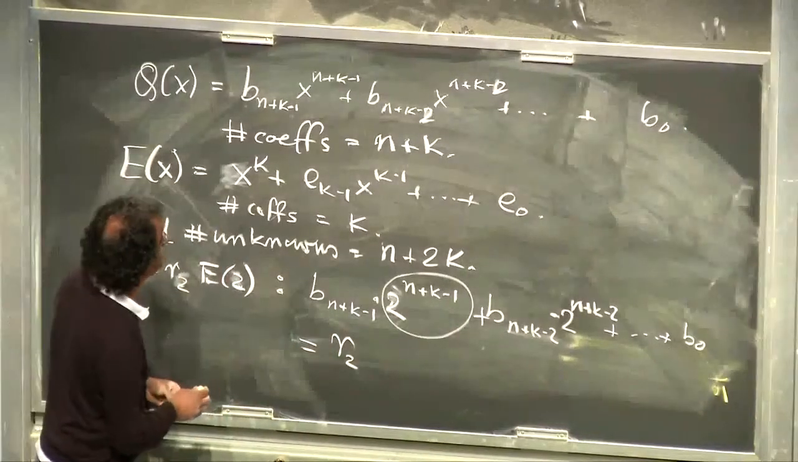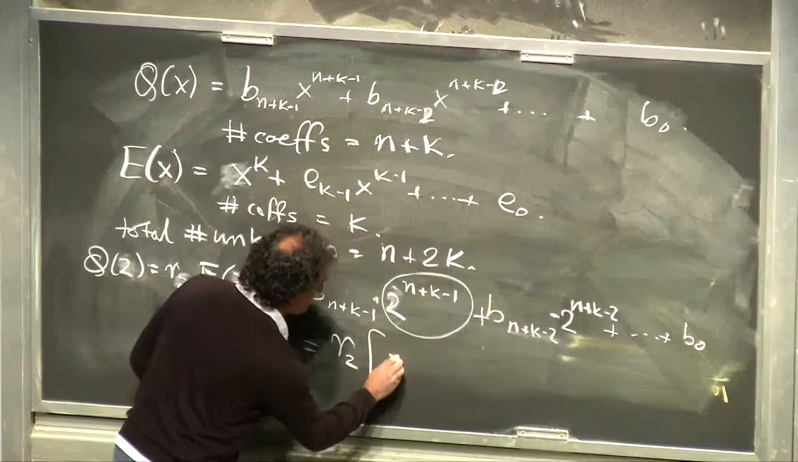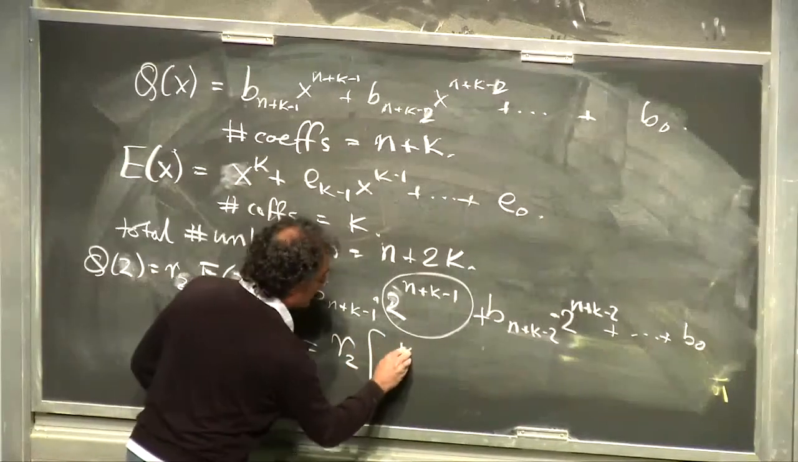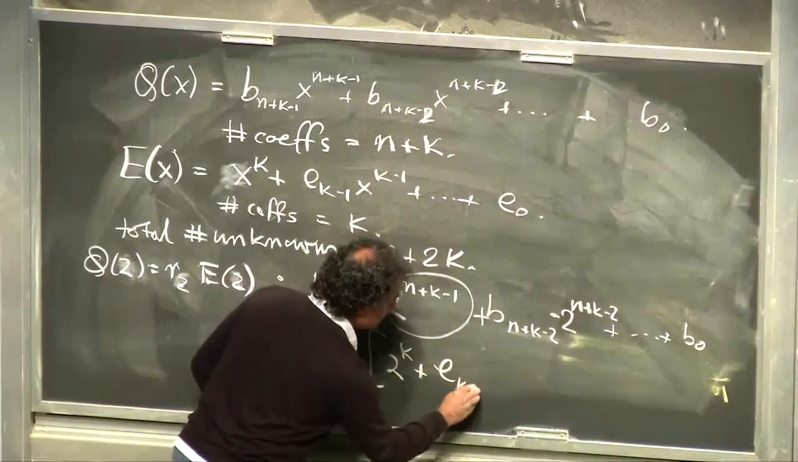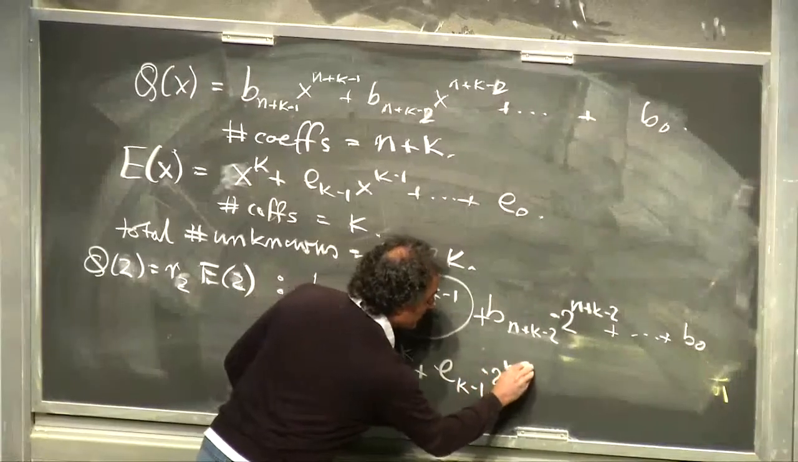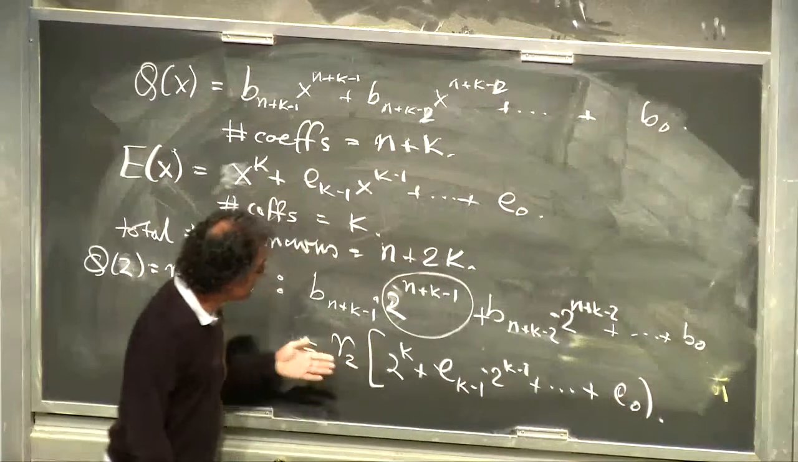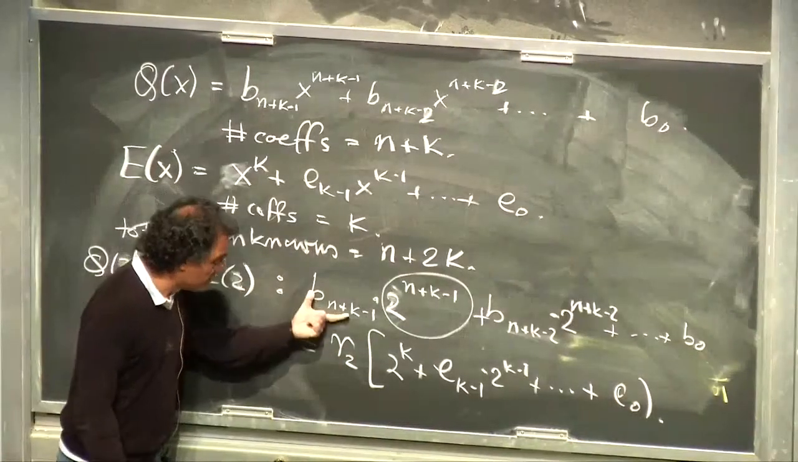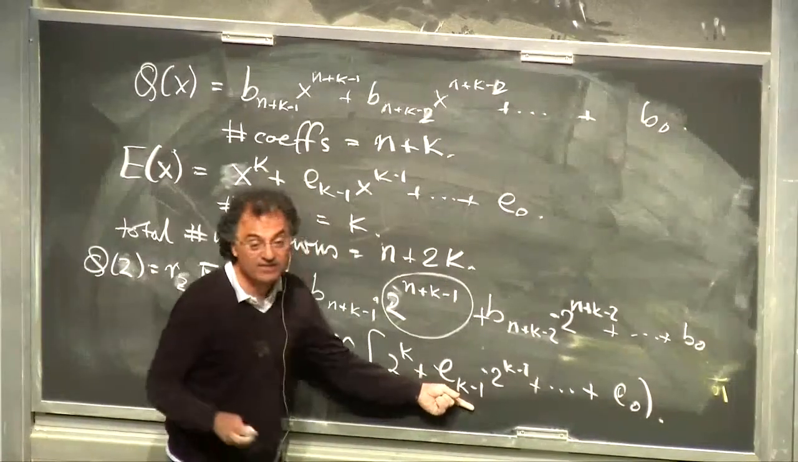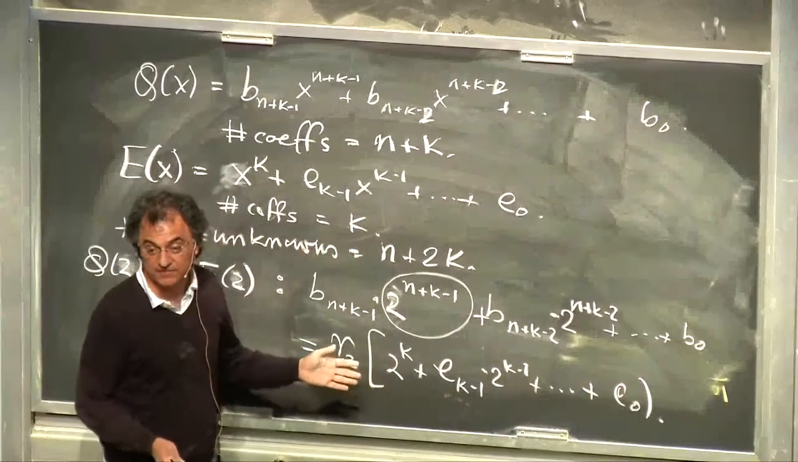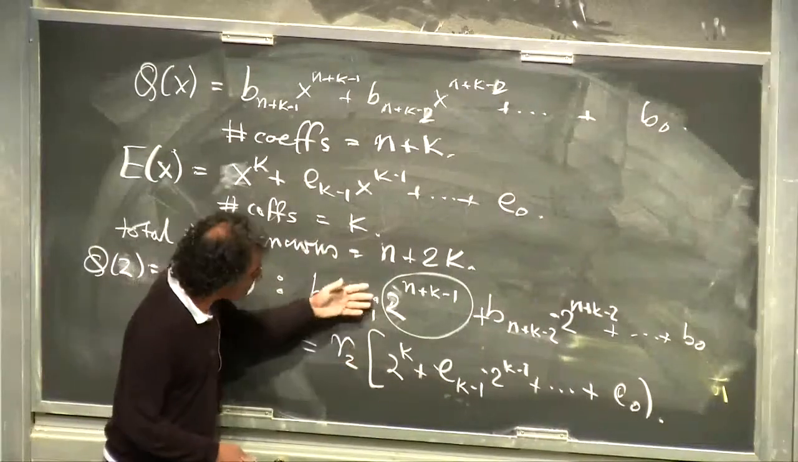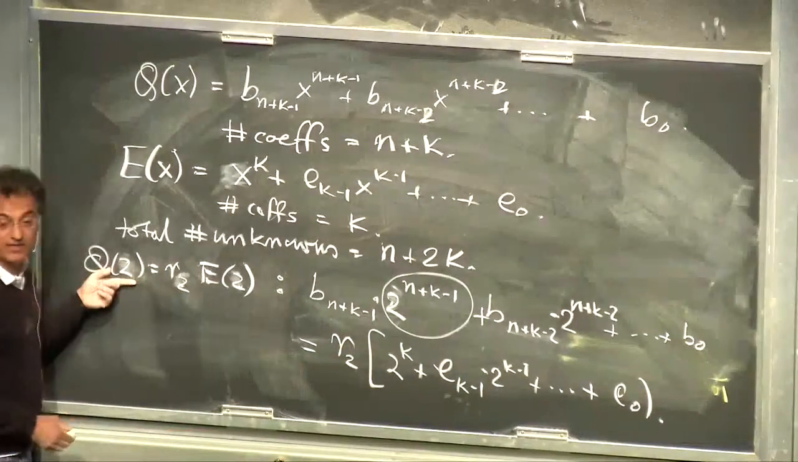Times E of 2. What's E of 2? Well, it's 2 to the k plus E sub k minus 1 times 2 to the k minus 1 plus dot dot dot plus E naught. So you get a linear equation in the B's and the E's, and that's it. Everything else is constant. So you get one such linear equation for each value of I.